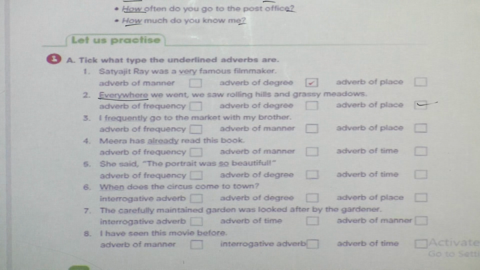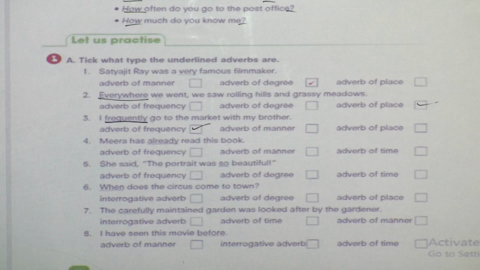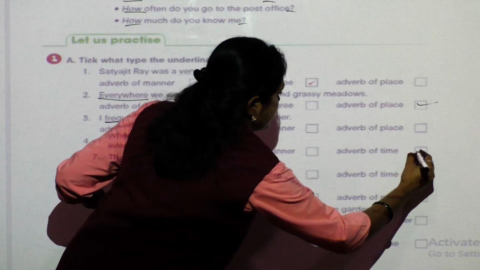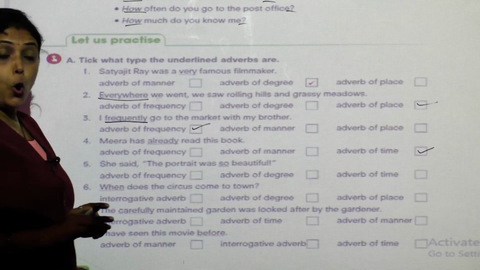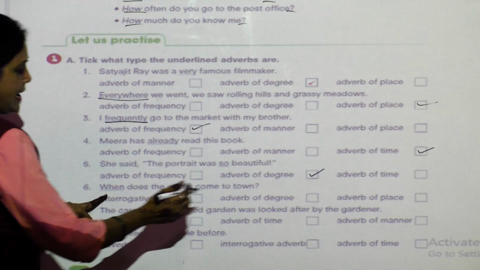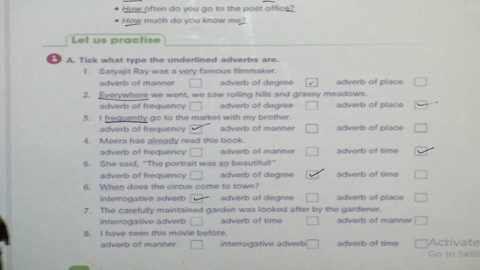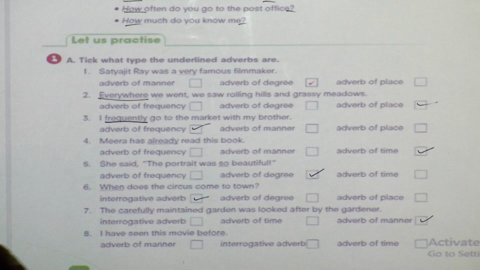I frequently go to the market with my brother. See, this word frequently itself tells us that it is adverb of frequency. Okay. Next, Meera has already read this book. Already means when, it is adverb of time. She said the portrait was so beautiful. So beautiful. Adverb of degree. When does the circus come to town? When and question mark. So it is interrogative adverb. The carefully maintained garden was looked after by the gardener. It is how the garden is maintained? Carefully. So when I ask the question how, adverb of manner.